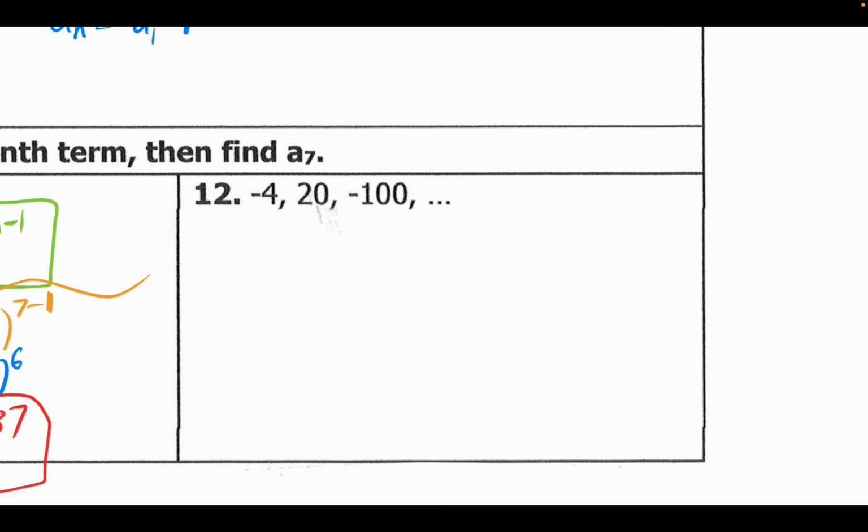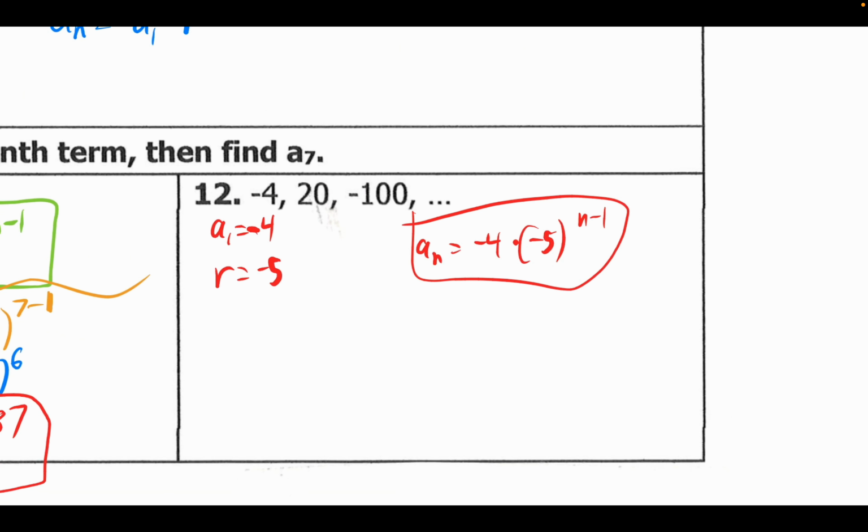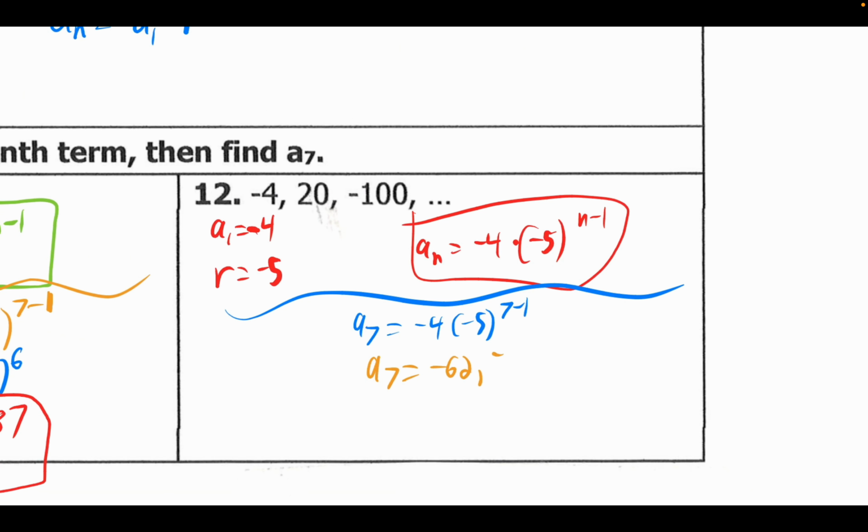Number 12 here, our first term is -4. Our common ratio is -5. So a sub n is equal to -4 times the ratio, which I'm going to put in parentheses here, especially since it's negative, to the power of n minus 1. So now to use the rule to find the seventh term, a sub 7 is equal to -4 times the quantity of -5 to the power of 7 minus 1, which results in a sub 7 equaling -62,500.